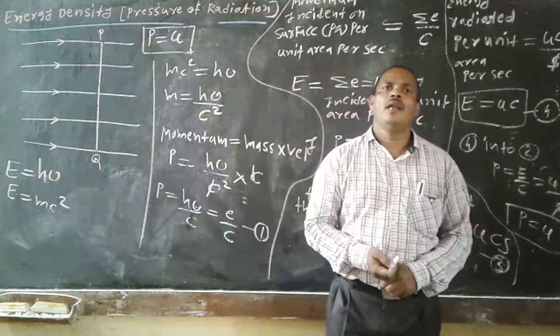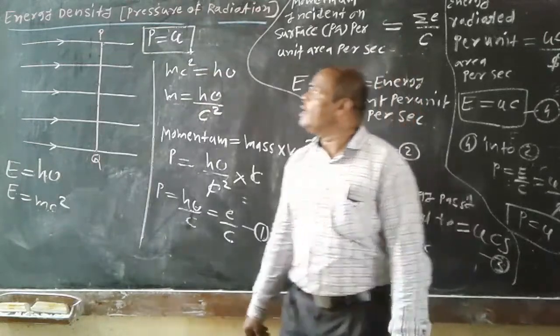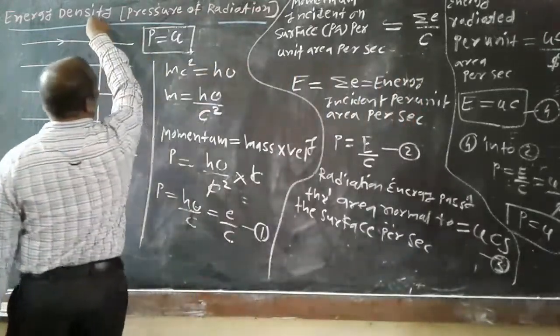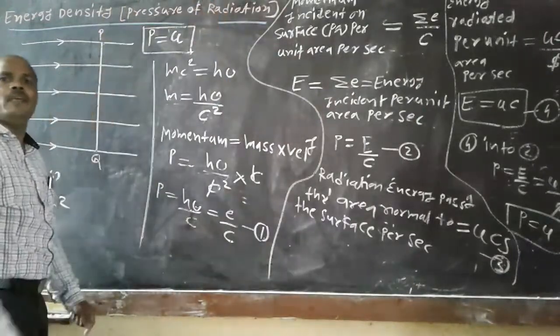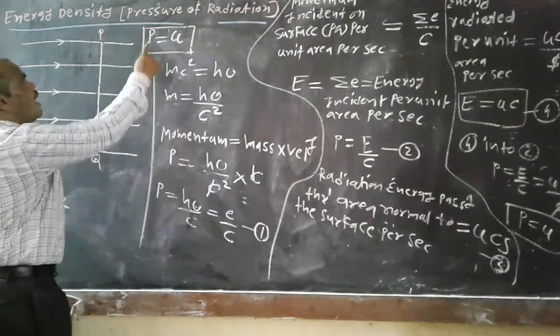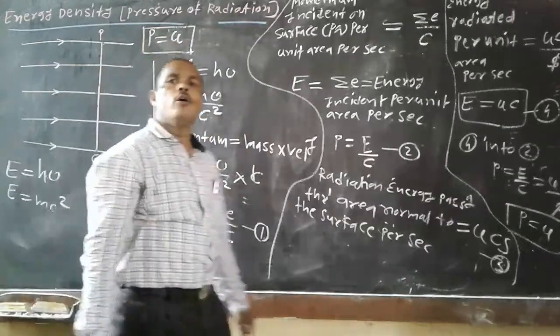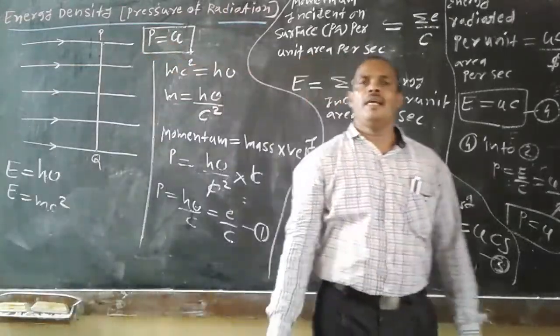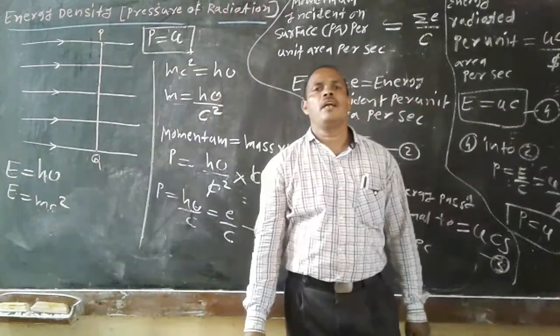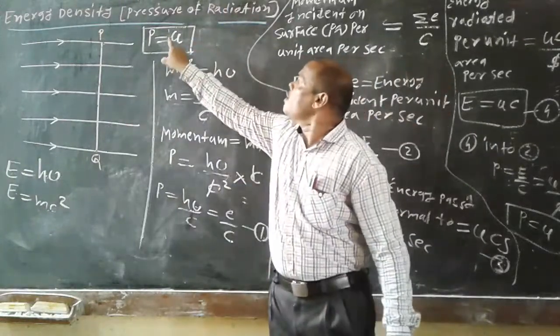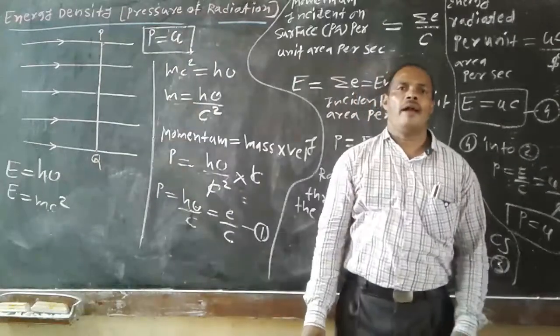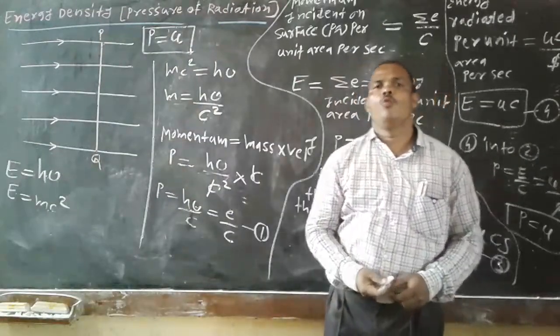We have to derive the relation between energy density of radiation, that is U, and radiation pressure, that is P. We have to show that P equal to U, that is, pressure exerted by radiation is equal to energy density of radiation.